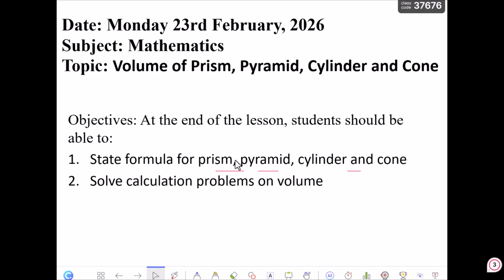That was last week Thursday, we did volume of cube and cuboid. So if you take note of that, you will see that the volume of a cube or cuboid will just multiply the three lengths, which is length times breadth times height. So this time around, we are going to see how to get volume of prism, pyramid, cylinder, and cone. And that is all for today's lesson.